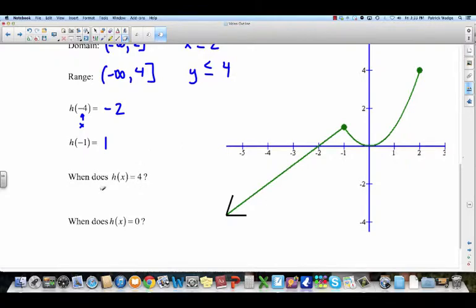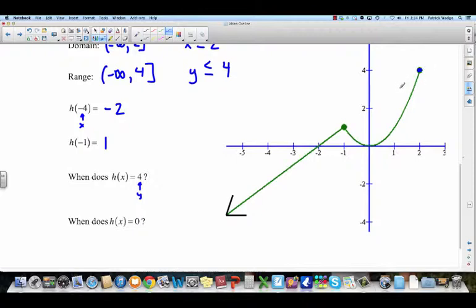Okay, now we're going to do the opposite. For these last two, it says, when does h of x equal 4? In other words, when does the function have an output of 4? So this time, this is the y value. We're looking for which of these points has a y value of 4. So y value 4, that's up here. We're looking in this direction now. Which point? It's this point right here. This has a y value of 4.